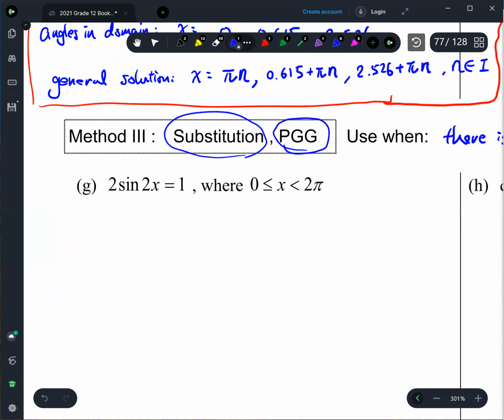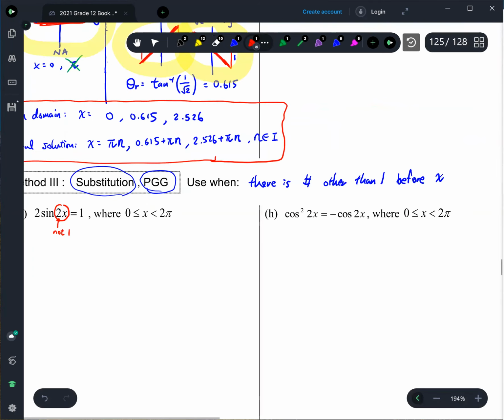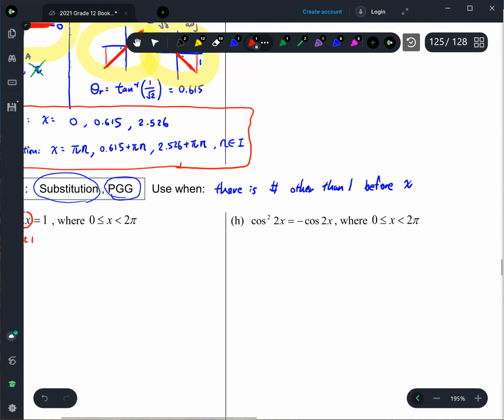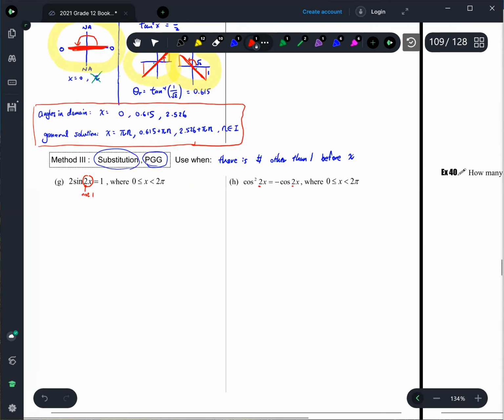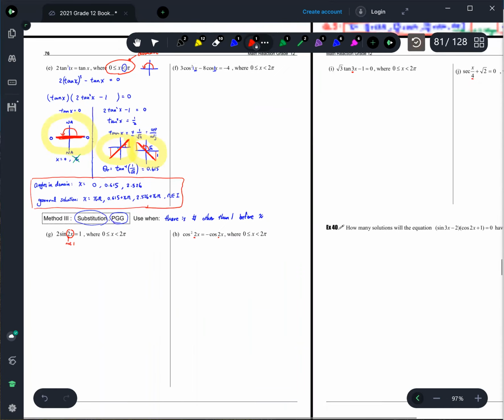But the question we're looking at, instead of 1x, we have 2x. There's a number. This is not 1. So when you see something like that, you know you need to use method 3. For example, question H has a 2x. If you look at the next page, you have 3x. Question J has x over 4. It's not just x. Then you will need to use this method.